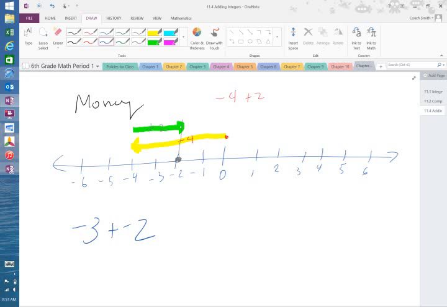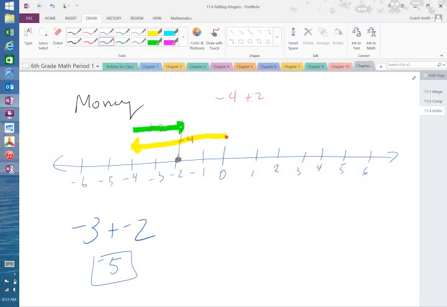What do we do? We just add them up. What's 3 plus 2? 5. And we keep the negative sign. That's all you do. If I took $3 from you and then I took $2 more from you, how much money did you lose? $5. You're not going to feel positive about that. You're going to feel negative about that. Okay? So that's how you do that one.